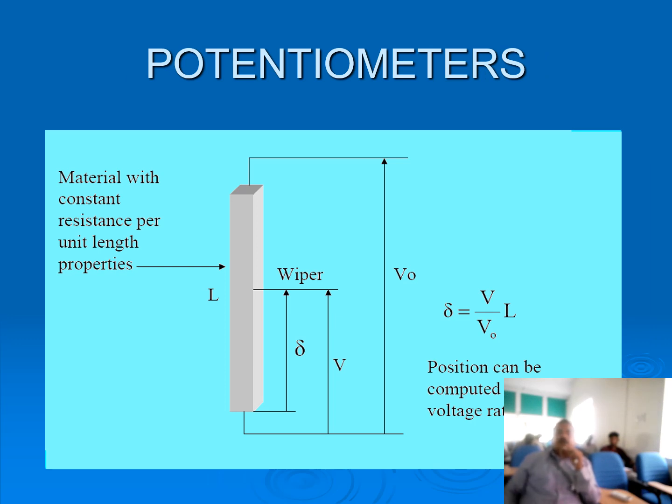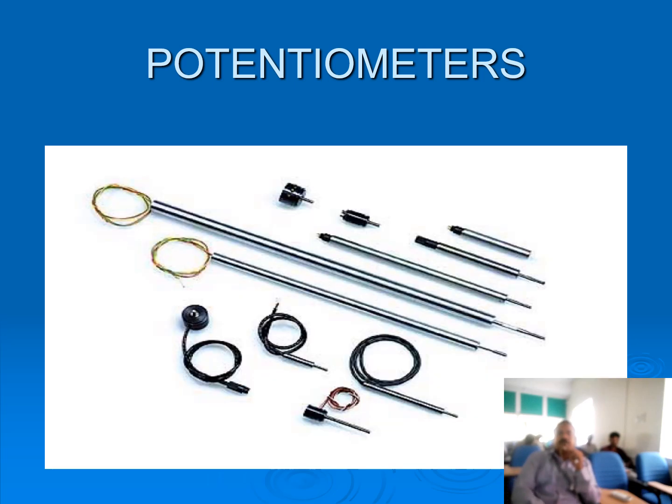Here you can see the potentiometer. It is a material with constant resistance per unit length, and the potentiometer is basically a proximity level, the wiper or the position can be computed. That is the use of a potentiometer. So this is how the potentiometer looks like. You can see the various forms are there.